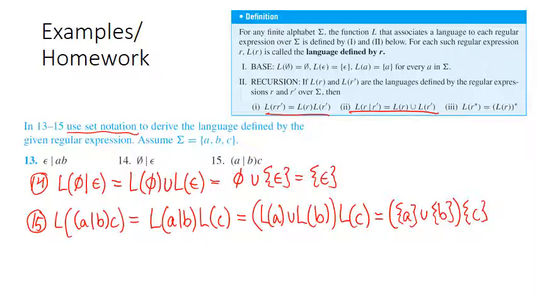So what do I get for the first one here? This is just going to be the set A comma B. That's how we write a union. And then I'm concatenating that with C. So I said at this point I don't really need the parentheses anymore.